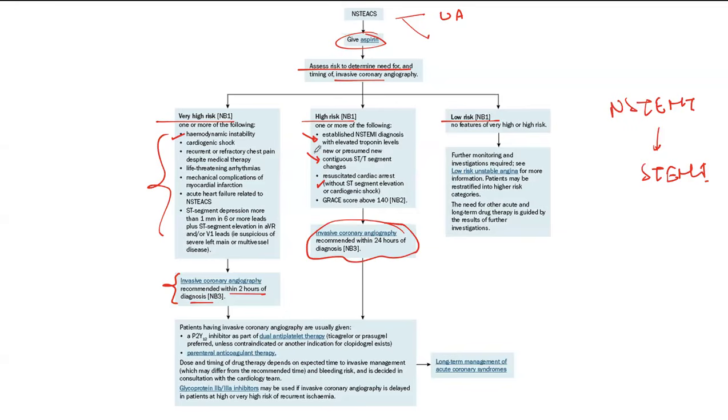So that means for non-ST elevated acute coronary syndrome, after aspirin, we will need to decide when we are going to do coronary angiogram for this patient. These patients also will be on dual antiplatelet treatment, which is your aspirin plus ticagrelor or prasugrel, plus parenteral anticoagulant therapy. Parenteral anticoagulant therapy is heparin, enoxaparin, or dalteparin. That's the anticoagulant therapy we can use.